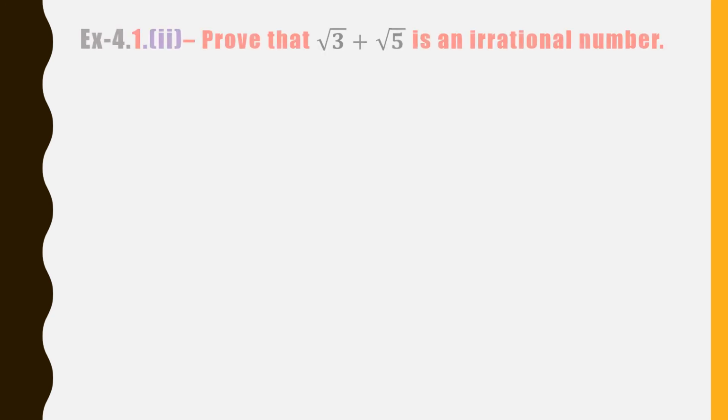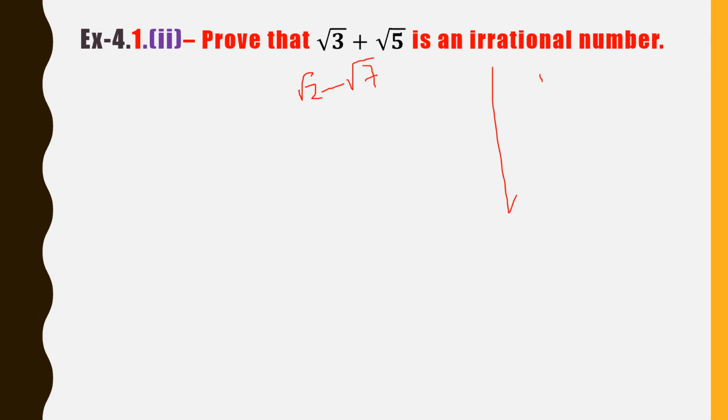So here is your next question. Prove that root 3 plus root 5 is an irrational number. Okay, this is your exercise problem. Here it is in plus. Okay, children, I'll tell you one trick here. Here when the question is in minus, root 2 minus root 7, here when the question is in plus, same question I'll take but with a different symbol.